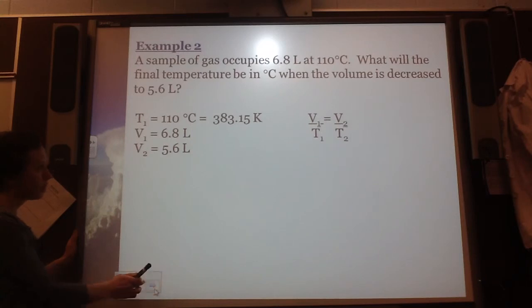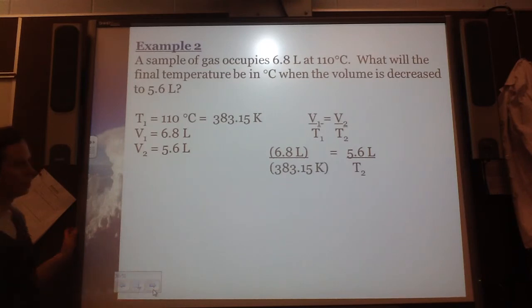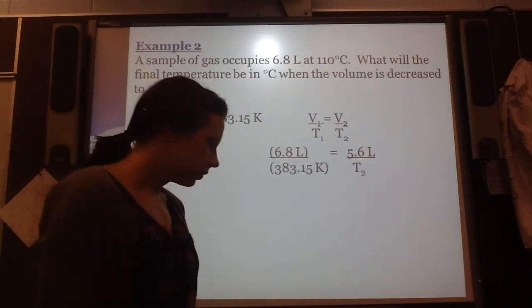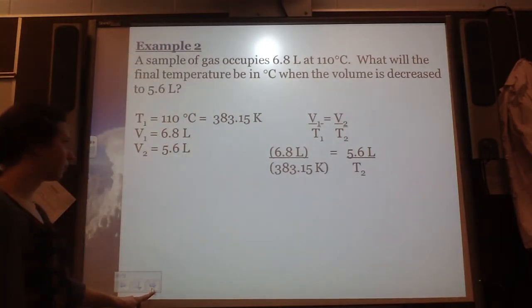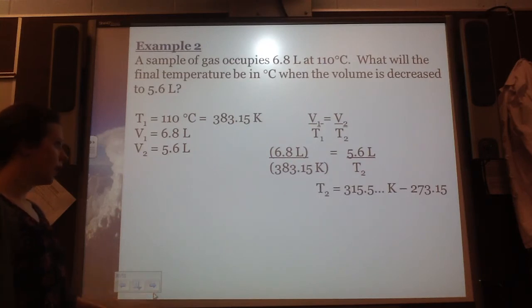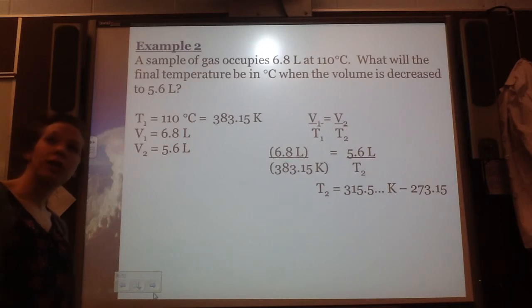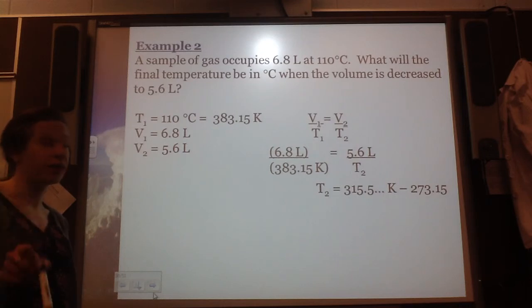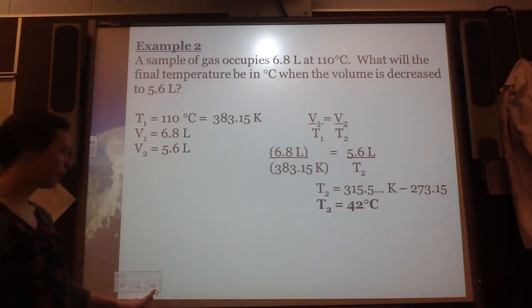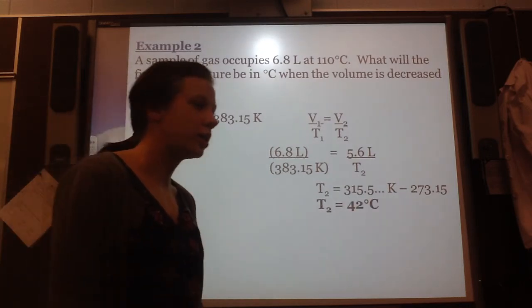Set up your fraction. And solve for T2. T2 is going to be 315 Kelvin. You need to convert it back to degrees Celsius. So you have to minus 273.15 Kelvin. So you get 42 degrees Celsius.